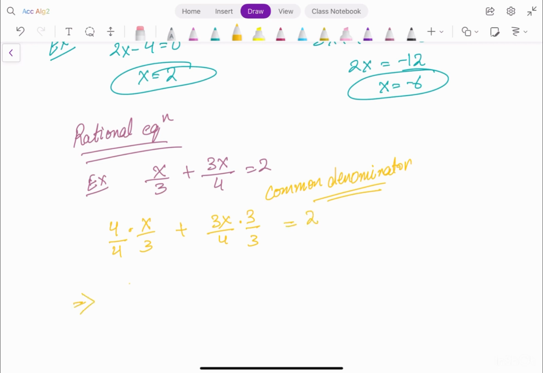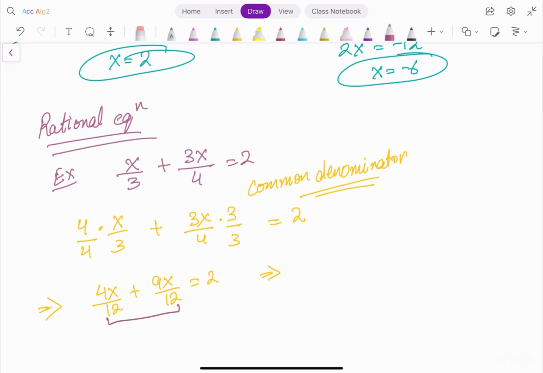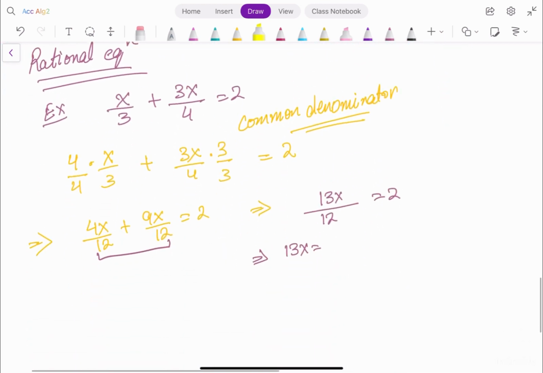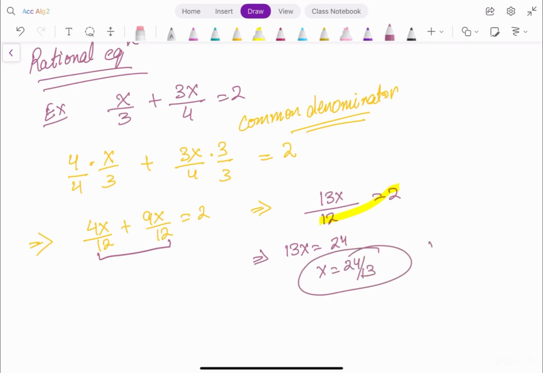Let's clean this up. So we'll get 4x over 12 plus 9x over 12 is equal to 2. Let's clean it up further. Remember, you are not adding 12. 12 will be written only one time. So 13x over 12 is equal to 2. And then I can multiply 12 and 2. So 13x is equal to 24. I miswrote 24 at first. So 13x is equal to 24. So x will give you 24 over 13. I know it is an improper fraction, but we can rewrite it as a mixed number.